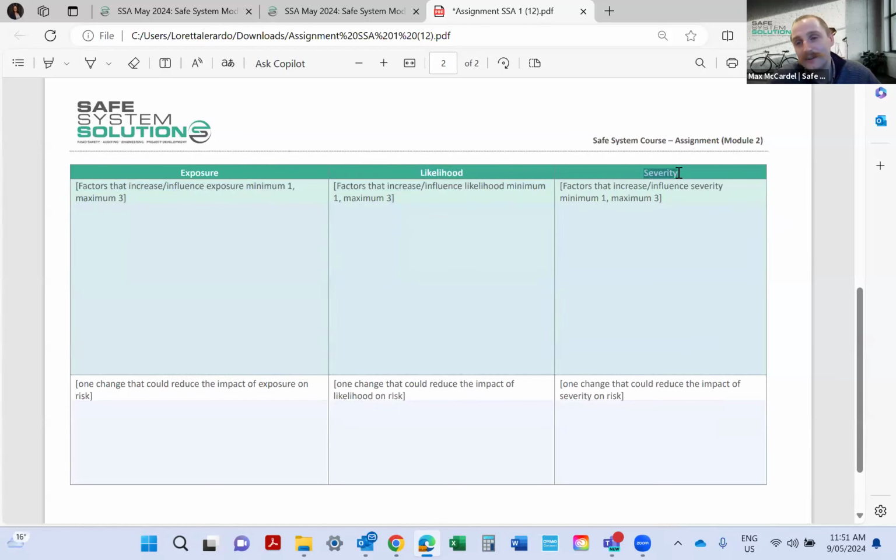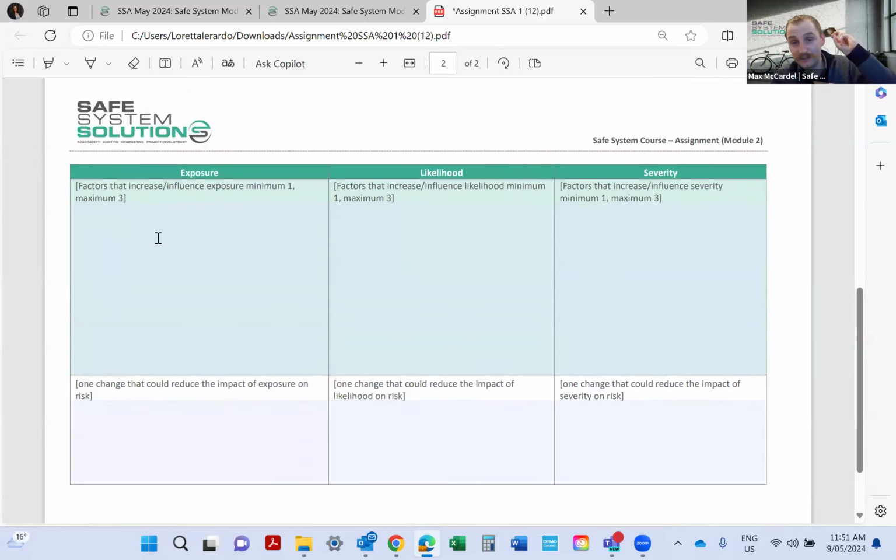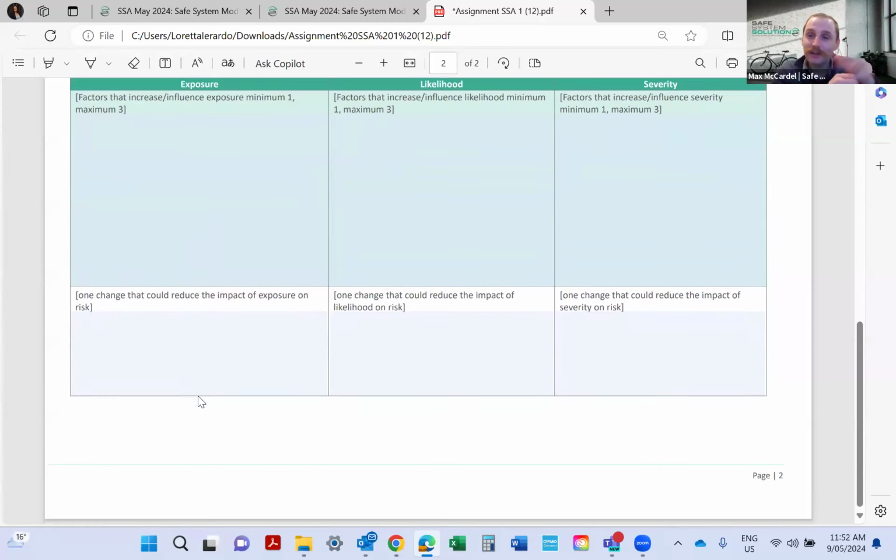Same for severity, right? So all we're going to be marking you on is, are you correctly categorizing factors associated with exposure, likelihood, severity? Same exercise, same thinking, but now what would be reducing the impact of exposure, reducing the impact of likelihood, what would be reducing the impact of severity? So it needs to be broken up like that. We want to see what are influencing or increasing for the top row, and then what is decreasing or reducing for the bottom row. Once you've done all that, save it, upload it as Loretta showed you.